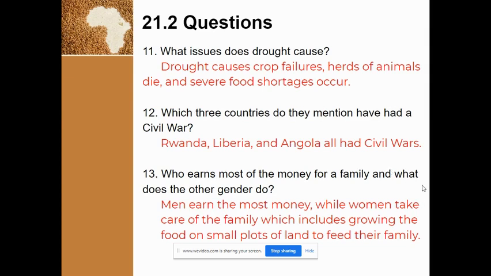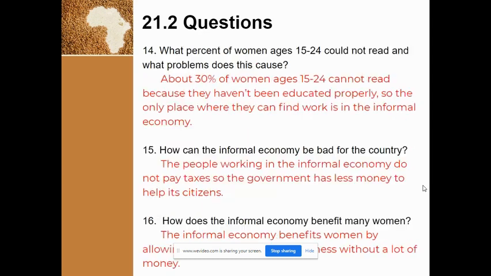So the men usually leave to do the work, whereas the women stay at the family farm or area. Number 14, what percentage of women ages 15 through 24 could not read, and what problems does this cause? About 30% of women ages 15 through 24 cannot read because they haven't been educated properly. So the only place where they can find work is in the informal economy.